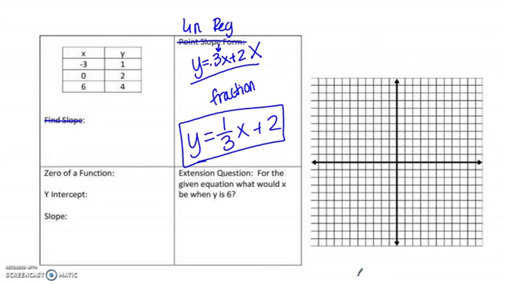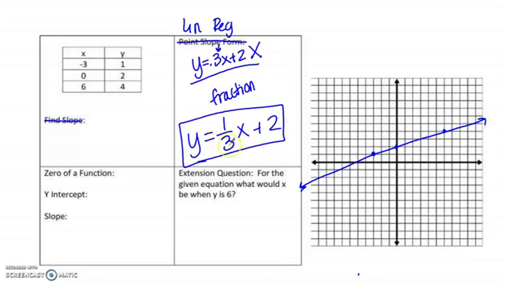So I can graph it. This time I'm going to graph the points first and see if that works. Negative 3, 1. 0, 2. And 6, 4. 1, 2, 3, 4, 5, 6. 1, 2, 3, 4. And let's say I had a perfectly straight line, and maybe I could draw, it looks something like that, right? If you had a ruler, it would be better.